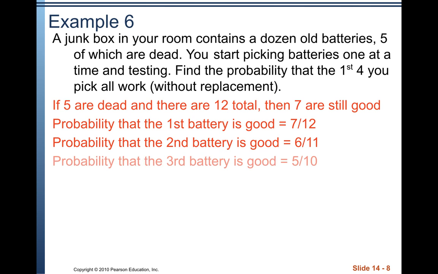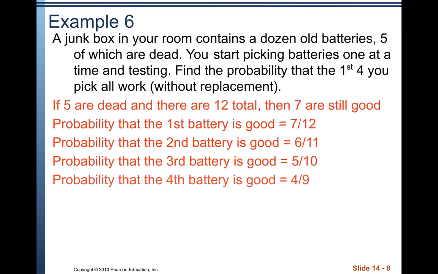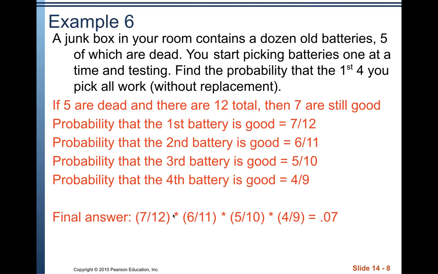Probability that the third battery is good is going to be 5 out of 10, again, because this is without replacement. And if I continue, the probability that the fourth battery is good is going to be 4 out of 9. And the way we find the overall probability is to simply multiply all those fractions together.